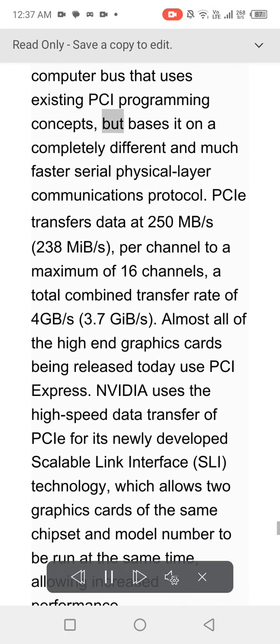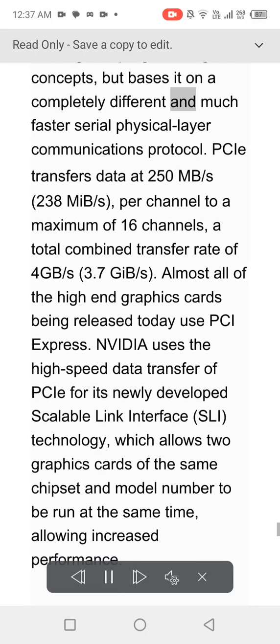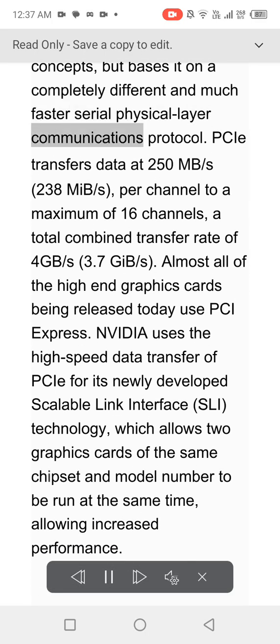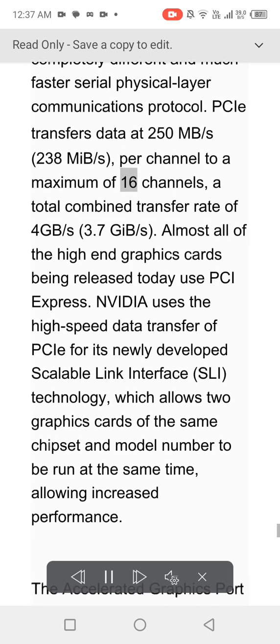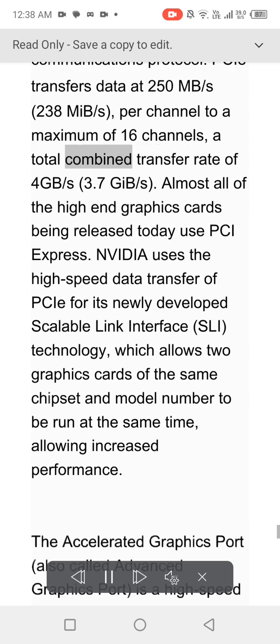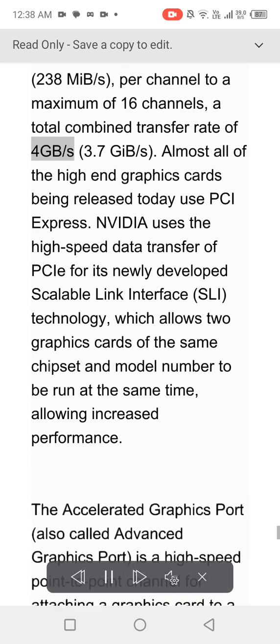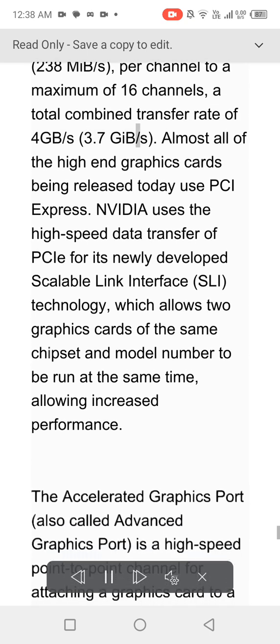PCI Express, PCIe, or PCX, is an implementation of the PCI computer bus that uses existing PCI programming concepts, but bases it on a completely different and much faster serial physical layer communications protocol. PCIe transfers data at 250 megabytes per second, 238 MB/s per channel, to a maximum of 16 channels, a total combined transfer rate of 4 gigabytes per second, 3.7 GB/s.